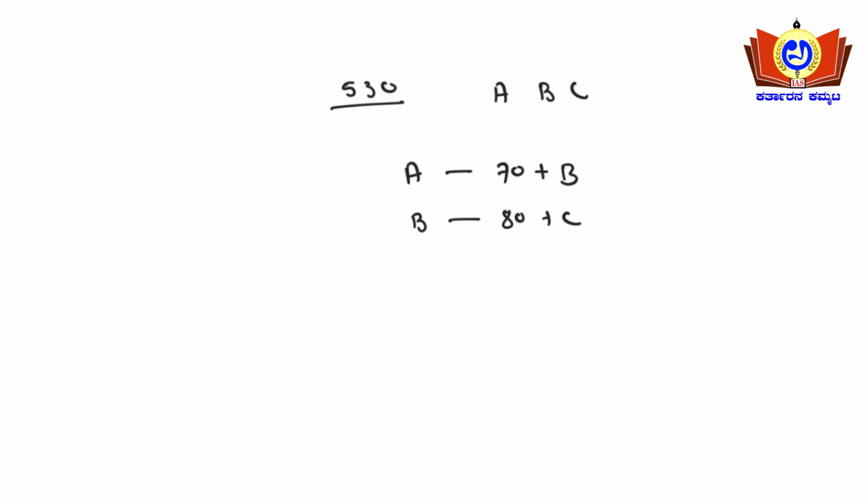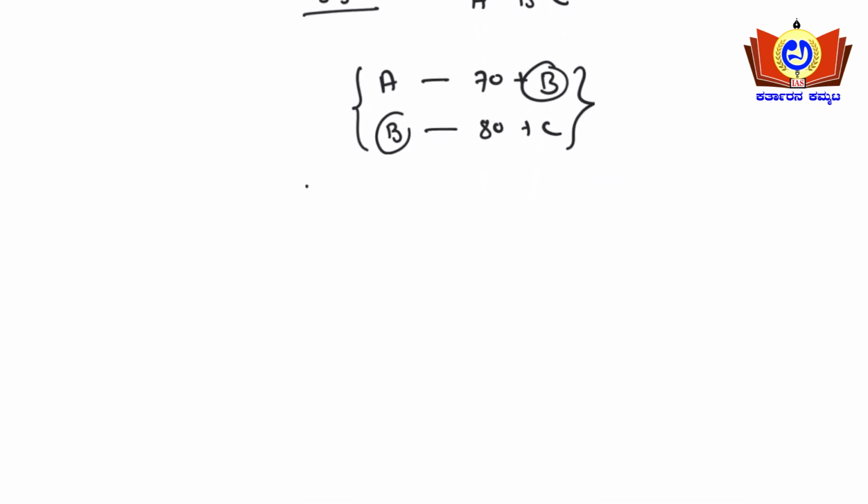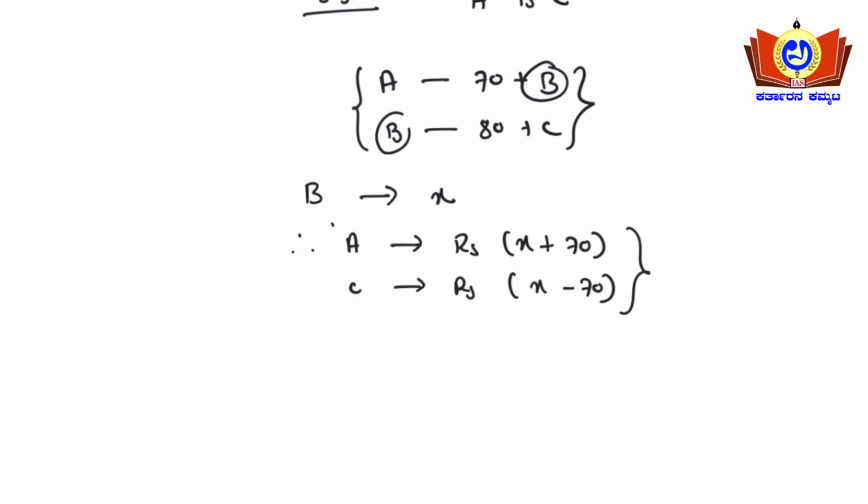Okay, so let us assume that, see, B is common in both the equations, right? So let us assume that B gets rupees X in the 530. Therefore A will be getting rupees X plus 70, and C will be getting rupees X minus 70. Okay, this you understood, guys? From this equation I have written here, B will be 80 plus C, so C will be nothing but B minus 80. Okay, this is actually not 70, this is 80 here.